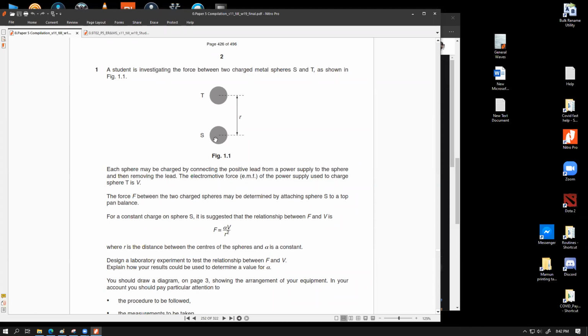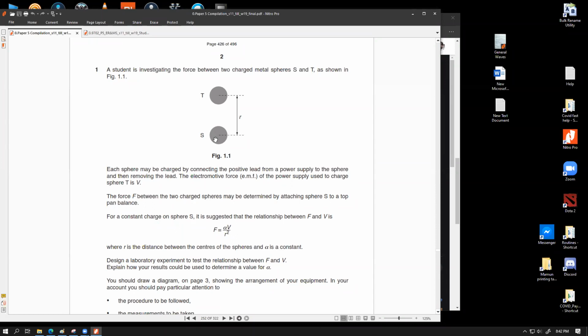All the equipment which is touching the spheres should be insulated or made of non-metallic substances. You can say plastic specifically. So these are some additional details or precautions that I'm talking about, which can eventually pay off in the long run.